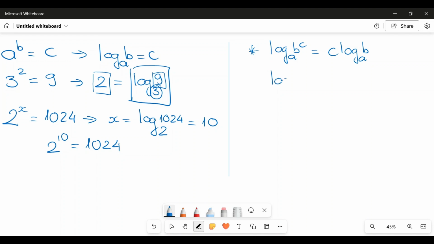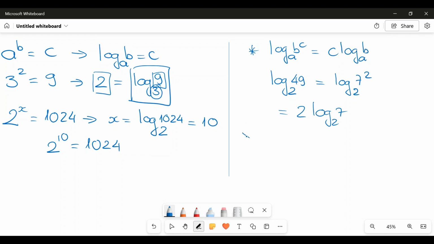So for example, log base 2 of 49. We already know that 49 is 7 squared, right? And you can move number 2 to the front: 2 log base 2 of 7. Okay, that one is the first rule.